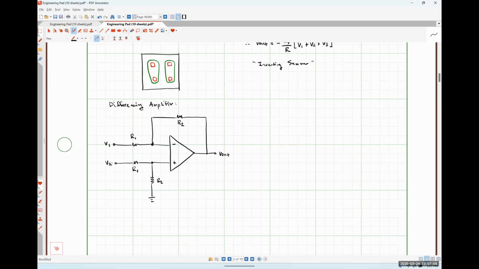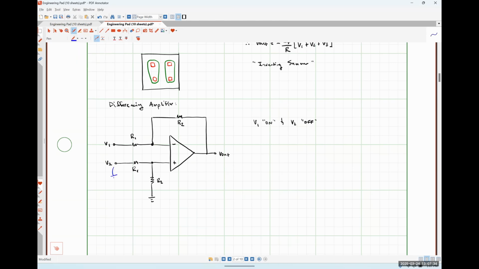Anybody? Nikolai, you raised your hand. What is it? Ballpark it. Turn one thing off, see how one reacts when it's off. Yep. The other one. Exactly right. So let's start by having V1 on.